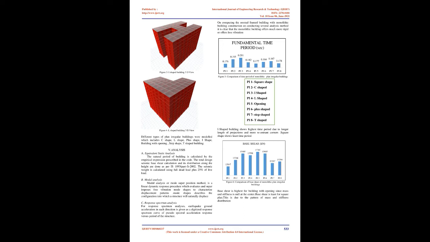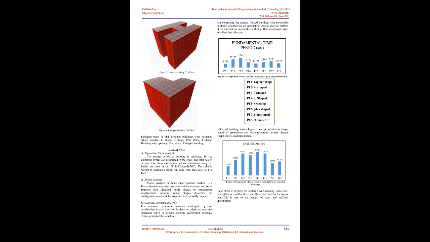For plan irregular buildings, story drift is maximum at the middle stories. Figure 9: comparative results of shear in X direction. Here plan irregularity is irrespective of story shear. Figure 7: comparative results of axial load on top. Plan irregularity is irrespective of wall axial load.